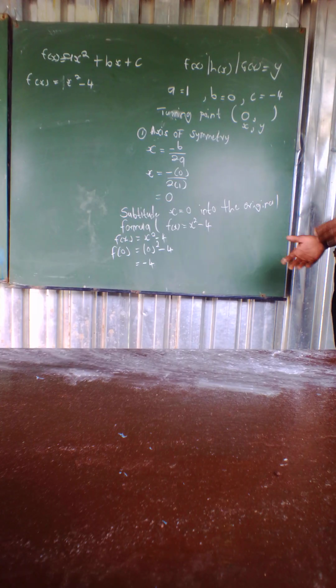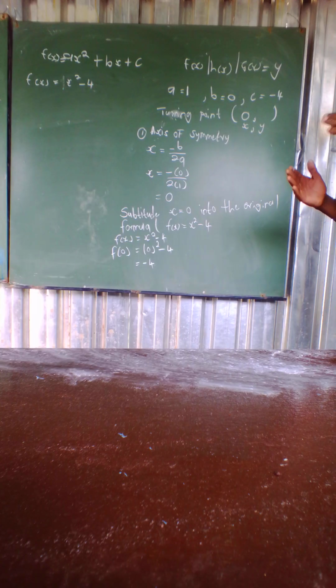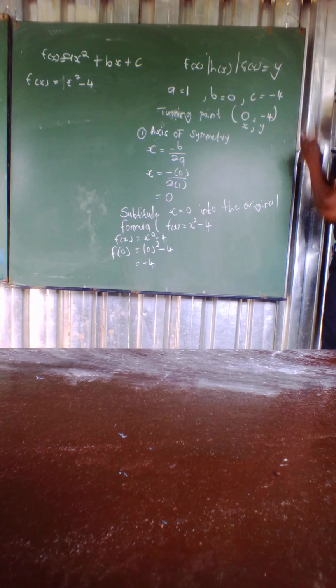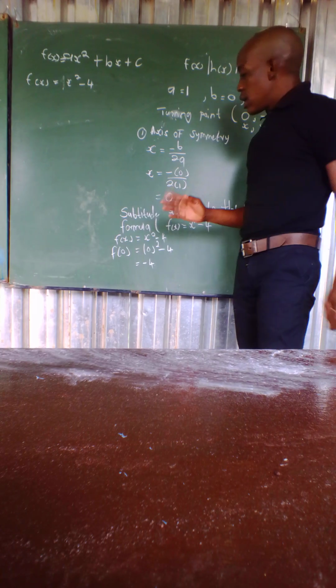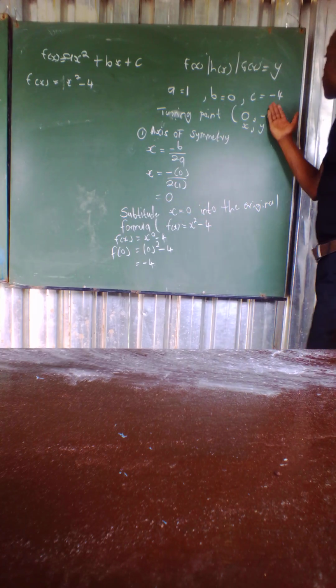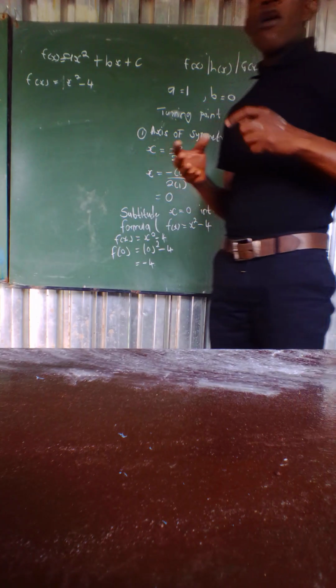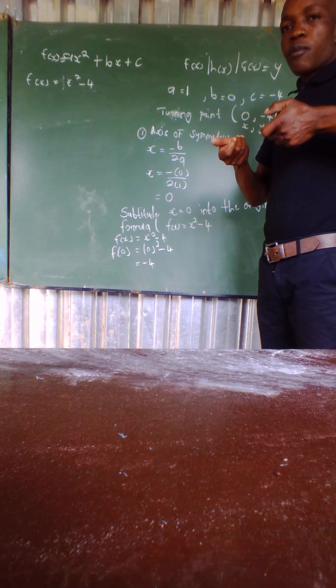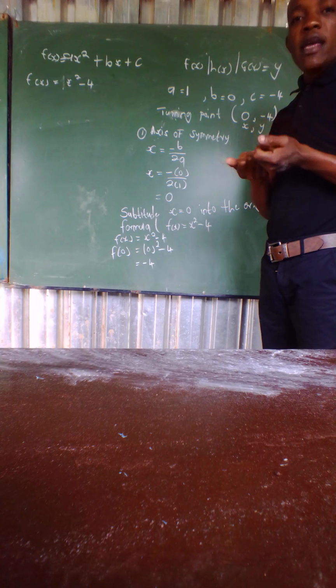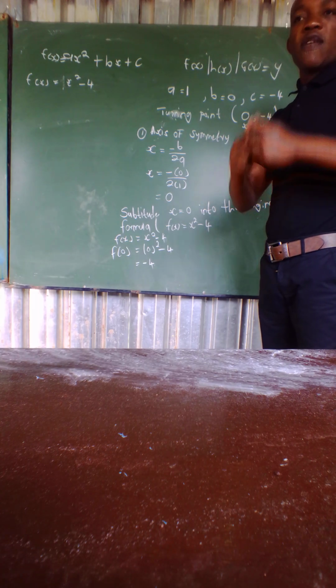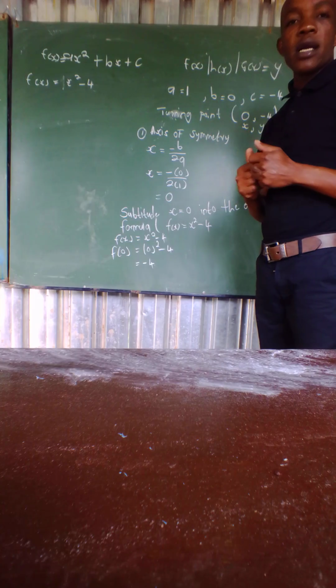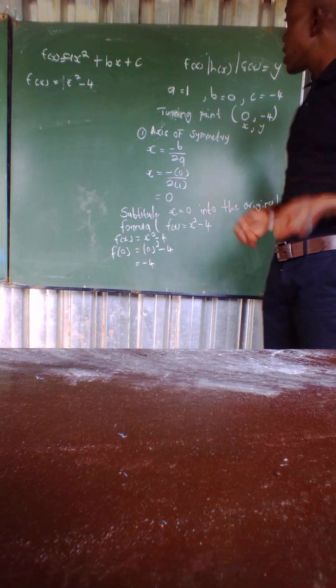Now, another way you may call the turning point: this is the stationary point. This is where your graph changes direction. Then you write minus 4. Since we found the value of c as negative 4, we know that negative 4 will always be the y-intercept. Why? Since the value of c on a parabolic graph is always the y-intercept.